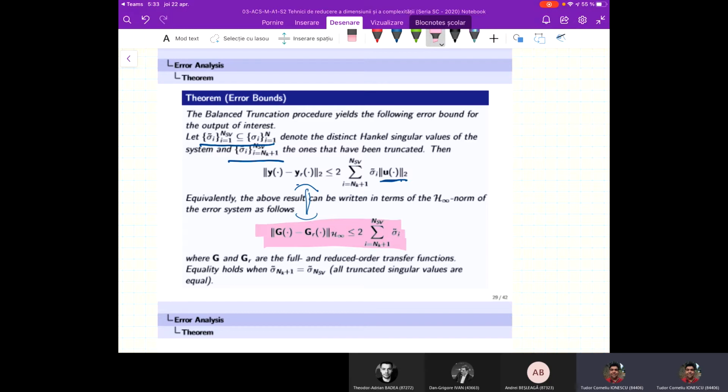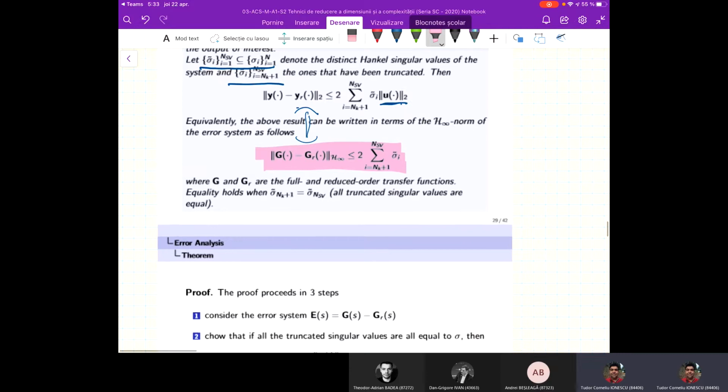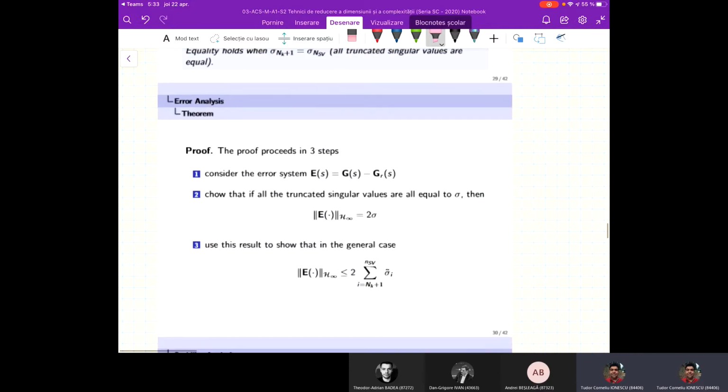It's essentially proven inductively. So you truncate from n to n minus 1, and you see that the error is twice the Hankel singular value of order n, and then you apply this result inductively down to order k, okay? So this is a crucial result you need to remember, okay?